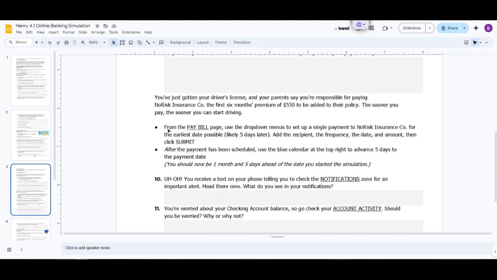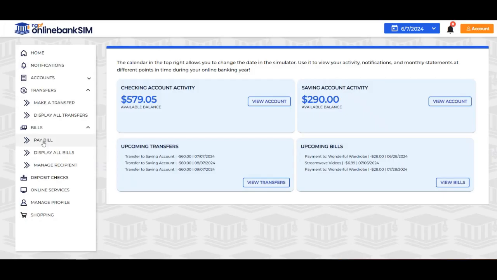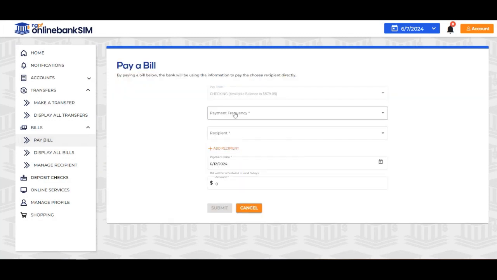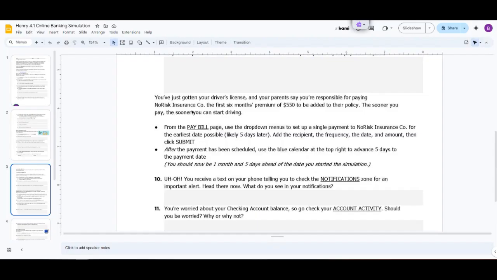All right. So it says from the pay bill page, use the drop-down menus to set up a single payment to No Risk Insurance for the earliest date. Again, incorporating that 5 days. Add the recipient, frequency, date, and amount, and then click submit. All right, so I'm going to go to the Pay Bill tab again, and I'm going to set up a new payment, this to No Risk Insurance Company for $550. All right, and I want it for the earliest possible date.